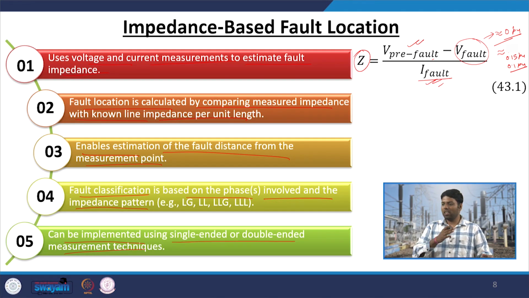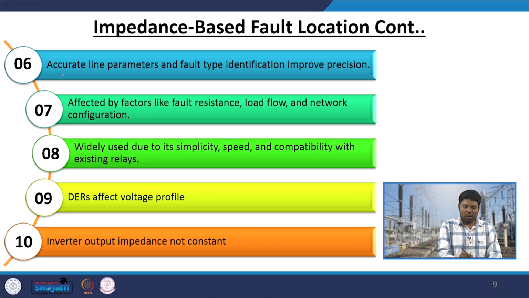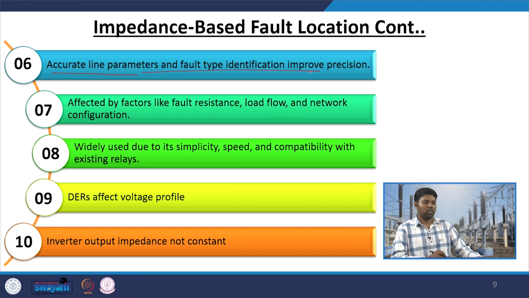Otherwise, you can take the data from either of the sides. Let us say you take only from the healthy side: if you have a PT there, take that voltage, take the current and set the impedance. But for that, accurate line parameters and fault type identification improve precision. Because you are setting the Z, that Z includes what? Line impedance as well.